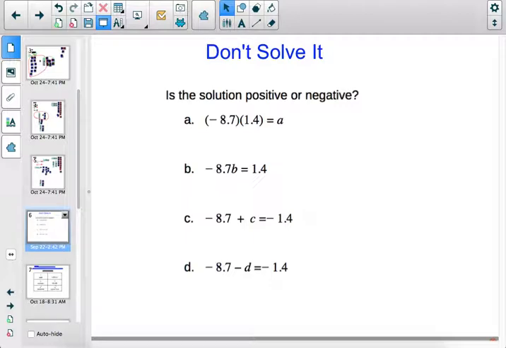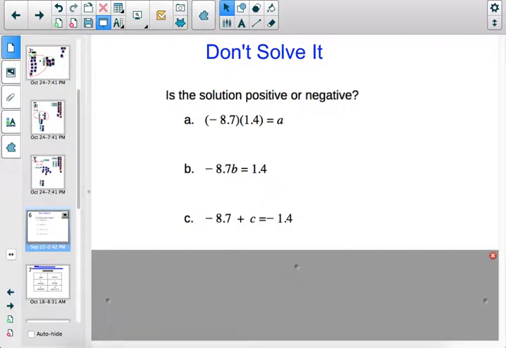Try this one. Allison? I have something to say. My dad said that the sign in front of a number is going to determine whether it's a positive or a negative, if it's plus or minus, and the sign in front of the C is a plus. But no, that's only for multiplying. Only for adding and subtracting.